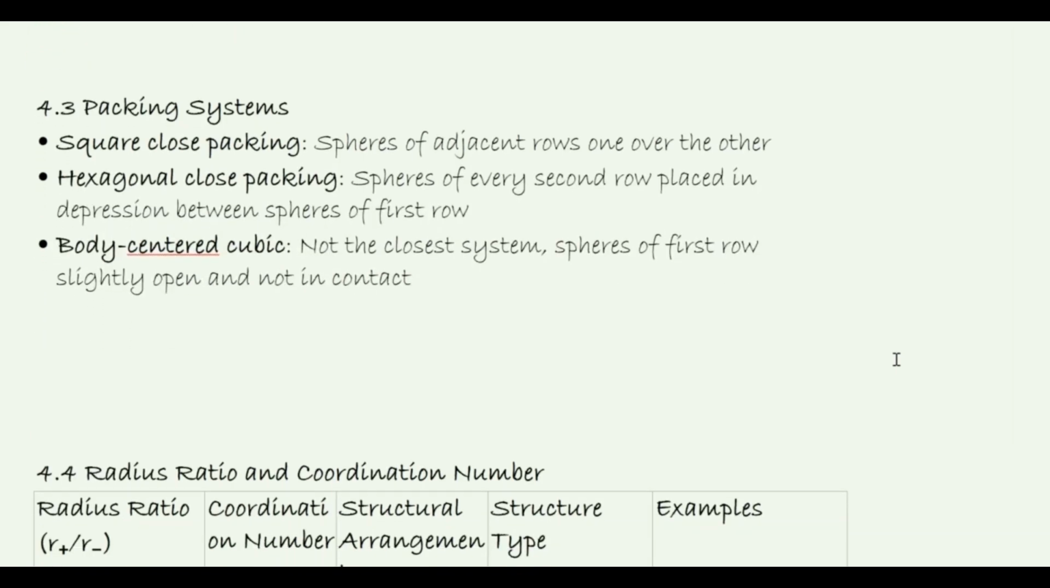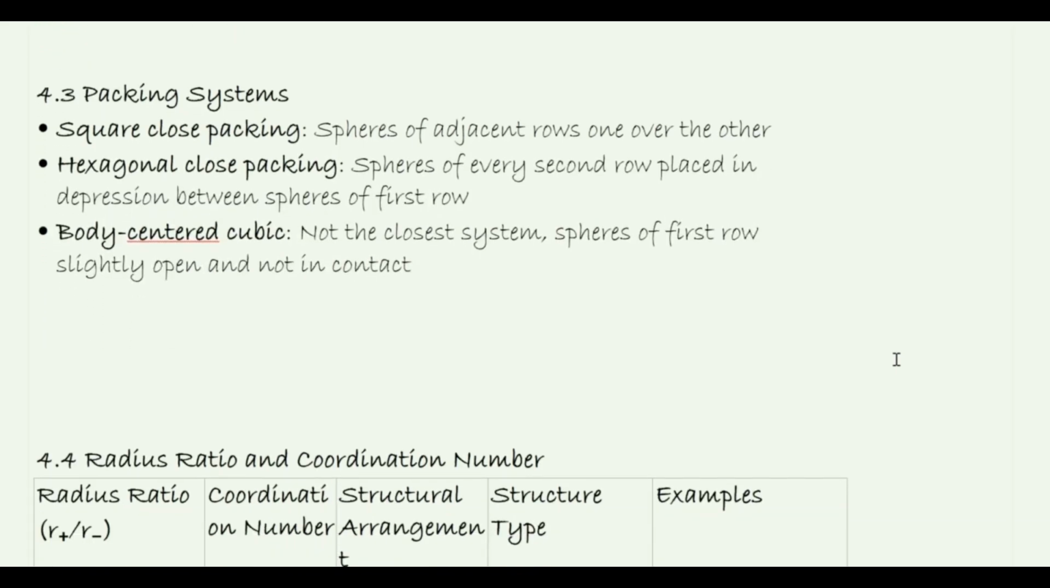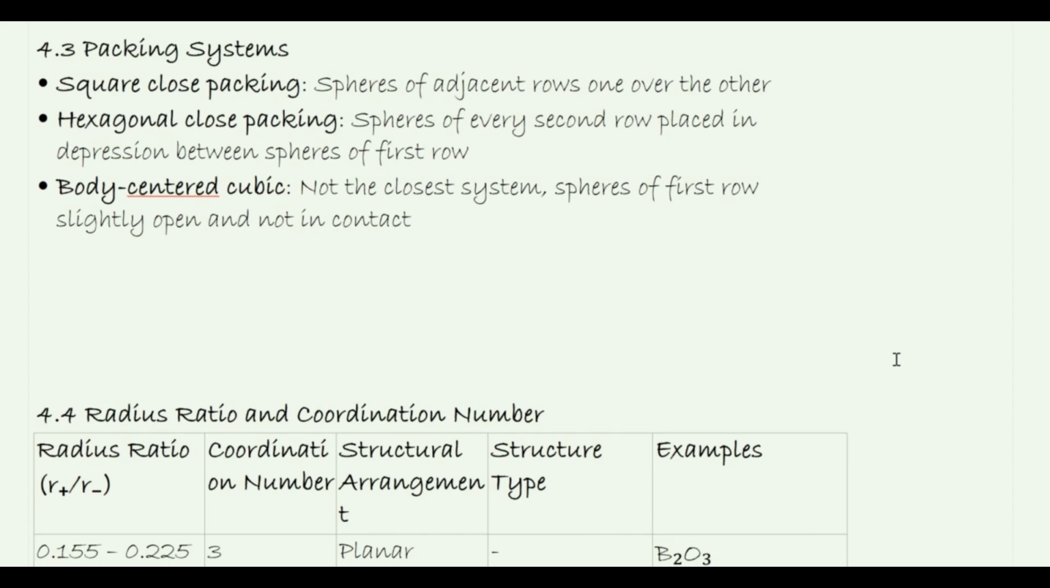Then, packing systems. There are 3 types of packing system: square close packing, hexagonal close packing, and body center cubic. That's why I meant patterns. The spheres are in adjacent rows, one over another, like this.